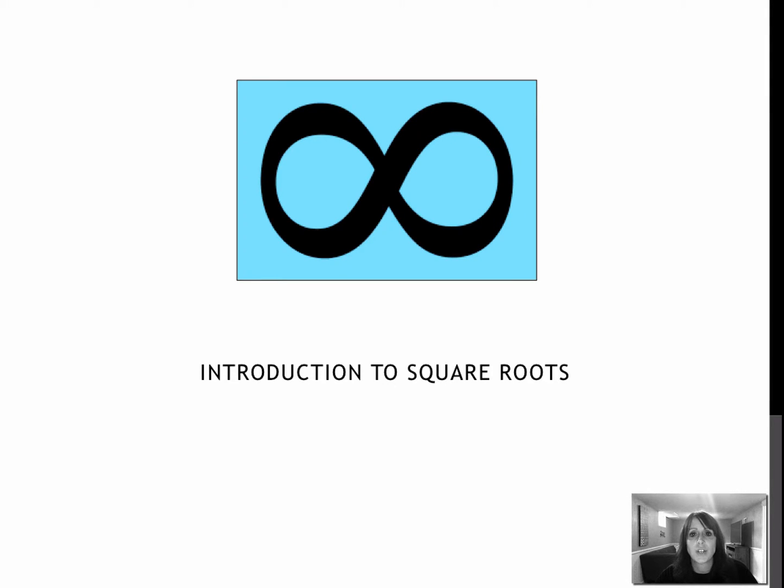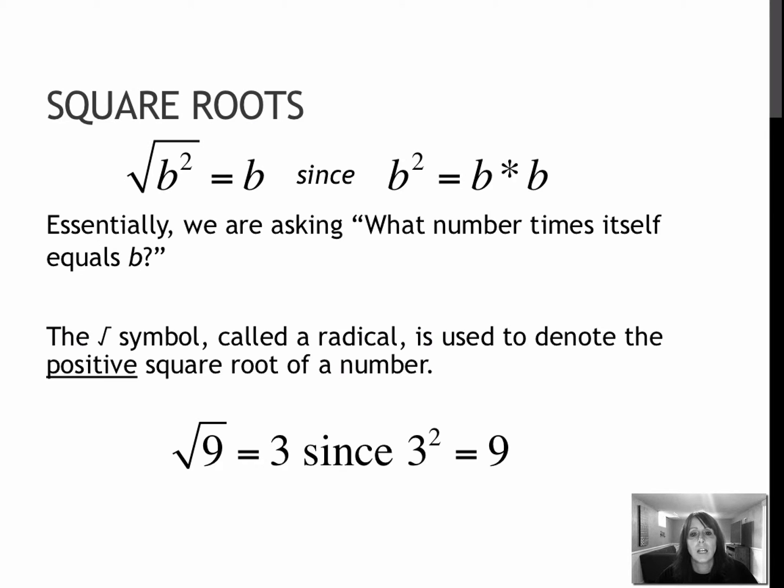This lesson is an introduction to square roots. So a square root is sort of the opposite of the exponent, and in particular it's the opposite of the squared exponent. So we're saying if we're taking the square root of something, we're saying what number times itself would have been b. So for instance, the square root of 9 means that what times itself would give us 9? Well, that would be 3, since 3 squared is 9.